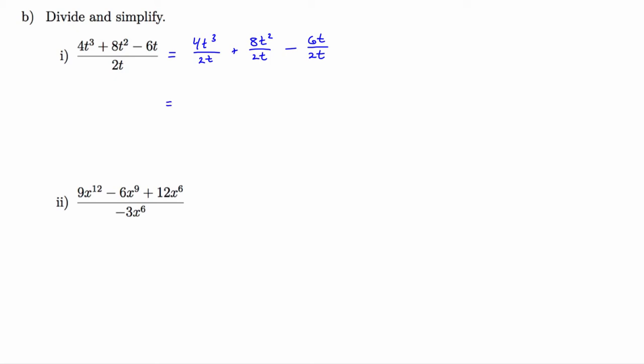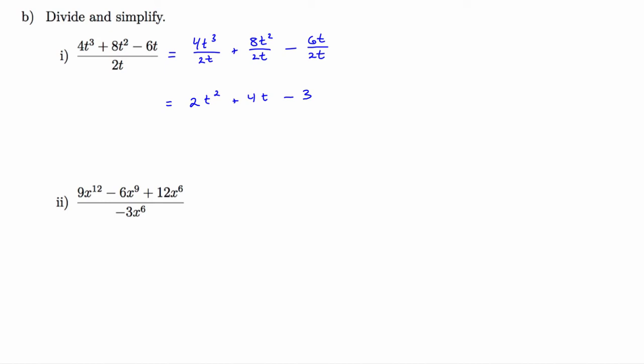In the front, 4t to the third divided by 2t. Well, 4 divided by 2 is 2, and t to the third divided by t tells us we're going to cancel out one of the 3 t's from the numerator, leaving us with t squared. So we'll have 2t squared as our first term, plus 8t squared over 2t. Well, 8 divided by 2 is 4, and t squared divided by t, that t in the denominator cancels with 1 in the numerator, leaving us with just 4t. Then we have minus 6t over 2t. Well, 6 divided by 2 is 3, and t divided by t cancels, leaving us just with a 1.